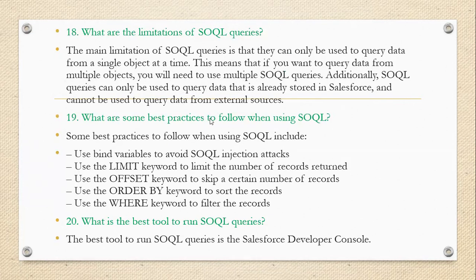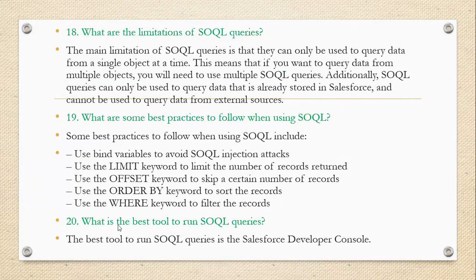What are some best practices to follow when using SOQL? Some best practices to follow when using SOQL include: use bind variables to avoid SOQL injection attacks. Use the LIMIT keyword to limit the number of records returned. Use the OFFSET keyword to skip a certain number of records. Use the ORDER BY keyword to sort the records. Use the WHERE keyword to filter the records.